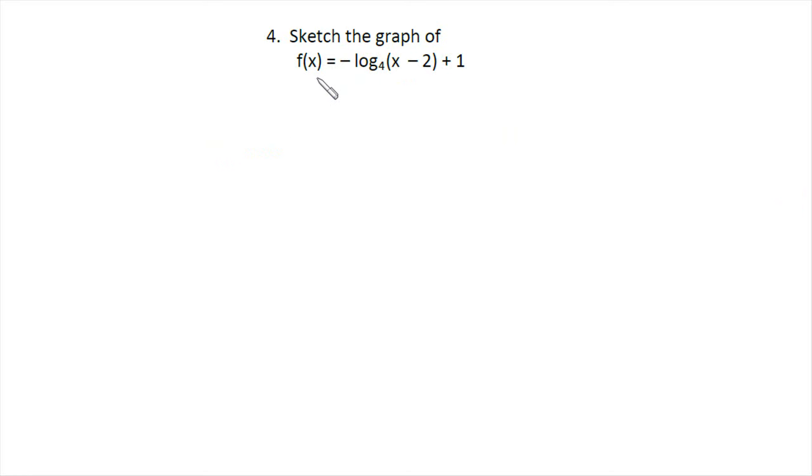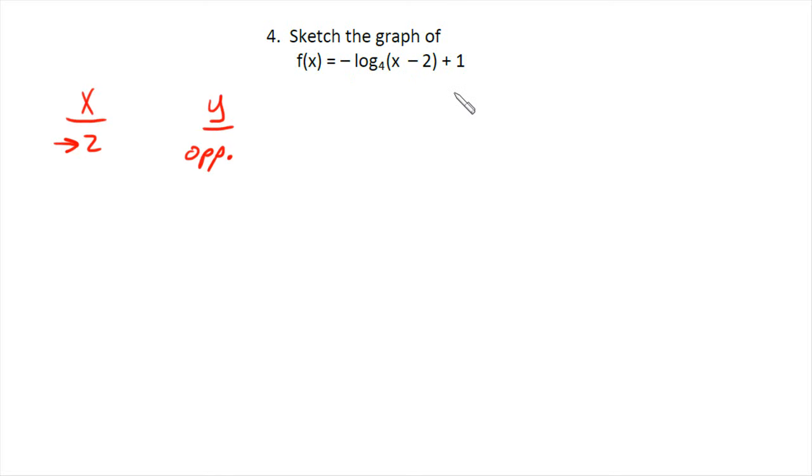Problem 4 here, sketch the graph of f of x equals negative log base 4 of x minus 2 plus 1. So follow our same process. What happens to x, what happens to y? So x will be right 2 because of that subtract 2 there. Remember, it's always left and right opposite of the sign with x. The y's will be opposite because of that negative right there.